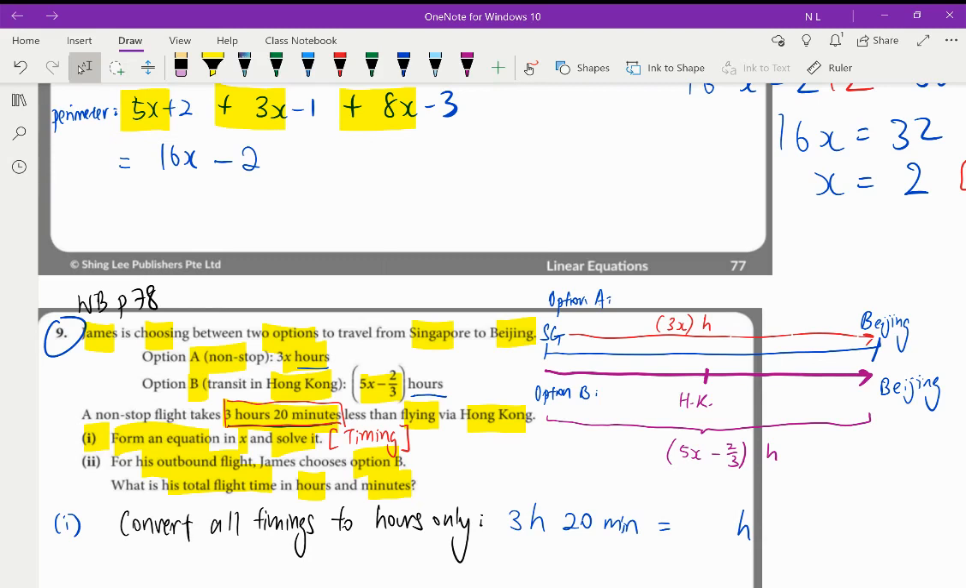Now we'll be looking at question 9, workbook page 78. So for this question, James is choosing between two options to travel from Singapore to Beijing. These two options are option A, which is a non-stop flight that takes about 3x hours, and option B, which requires a transit in Hong Kong, and this takes about 5x minus 2/3 hours.